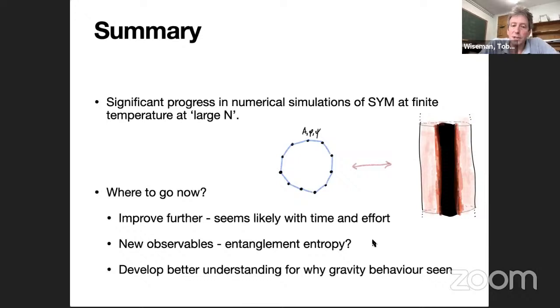But a big question is, what new observables should we be looking at rather than just the thermodynamics? I mean, there's been a lot of interest, for example, in understanding whether entanglement entropy tells us about geometry emerging. How do we do that in these systems? And can we develop a better understanding for why gravity behavior is seen? I mean, this is the old problem, and there's been relatively little progress on that. I'm not saying the lattice will help us do that, but if there are ideas in how gravity emerges, maybe the lattice can help us test those ideas.